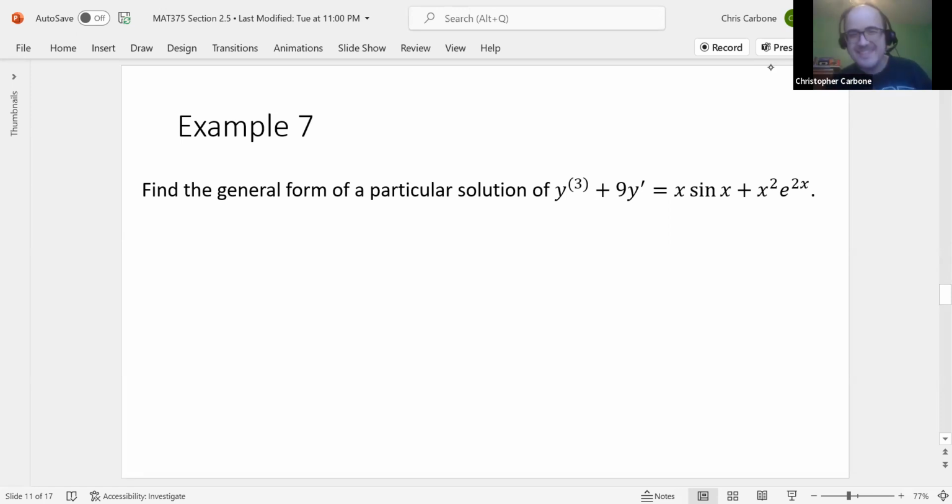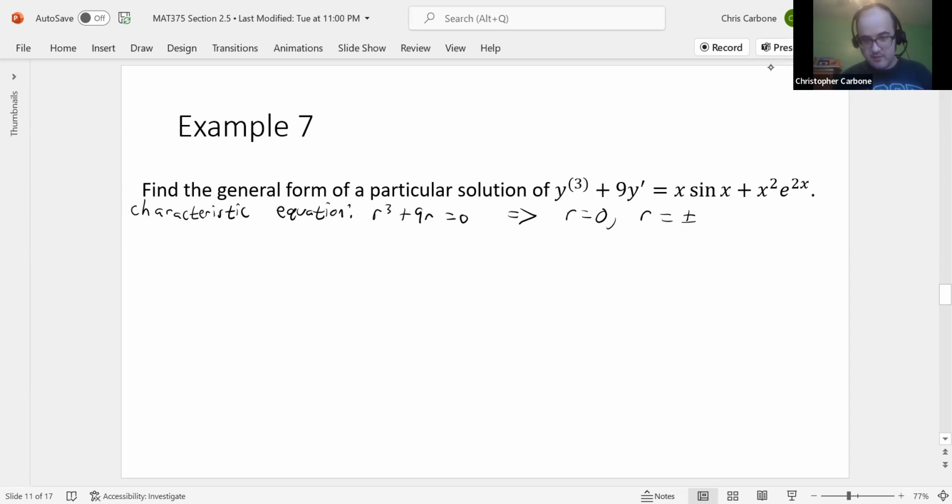One more tame version. We're going to find the general form of a particular solution of the third derivative of y plus 9 times y prime is equal to x times the sine of x plus x squared times e to the 2x. The characteristic equation for the associated homogeneous differential equation will be r cubed plus 9r is equal to 0. So the roots that we would get are 0 and positive and negative 3i.